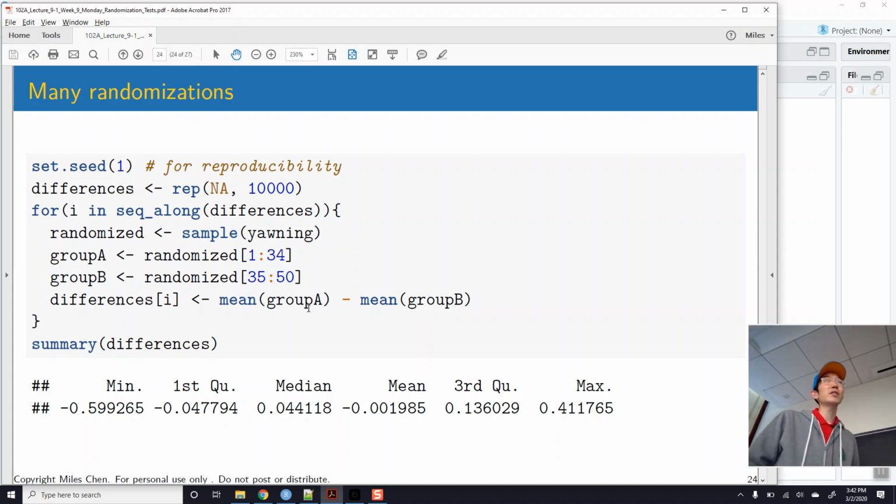A really nice thing about R is that you can coerce logical vectors into proportions by using mean, because it'll coerce them into zeros and ones, and then the mean of zeros and ones is your proportion. Okay, and so what do we see? The mean is indeed around 0.00198, which is what we would expect. And the median is around what we observed, this difference of 0.044.